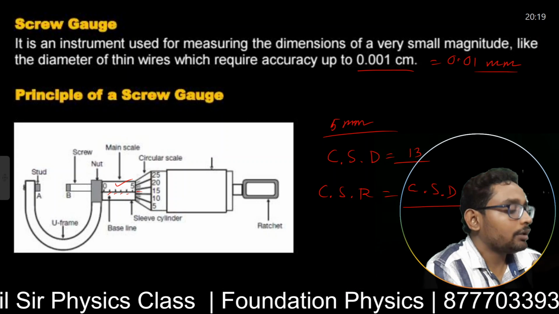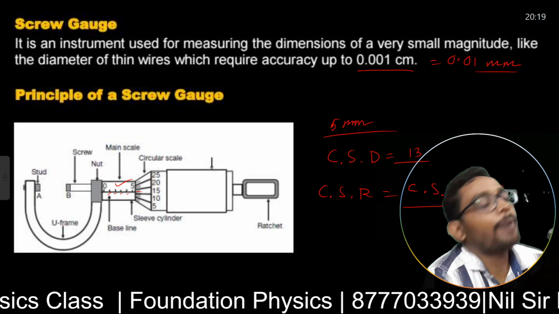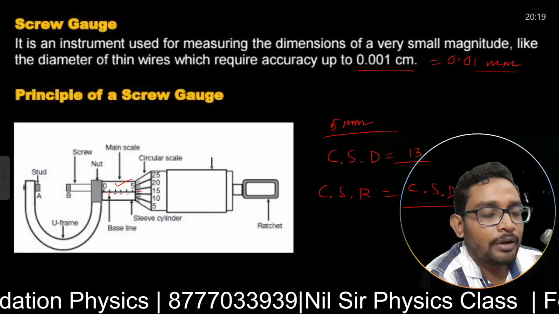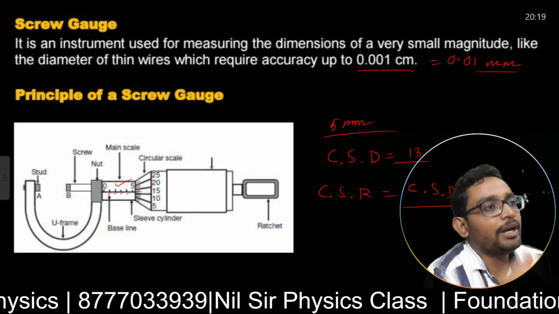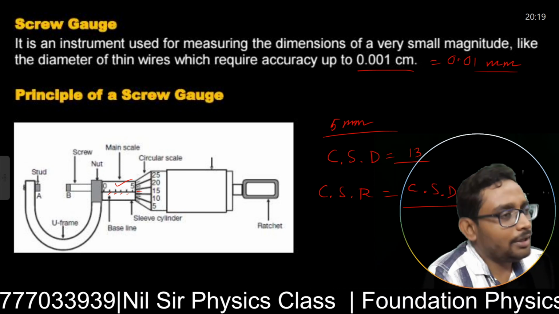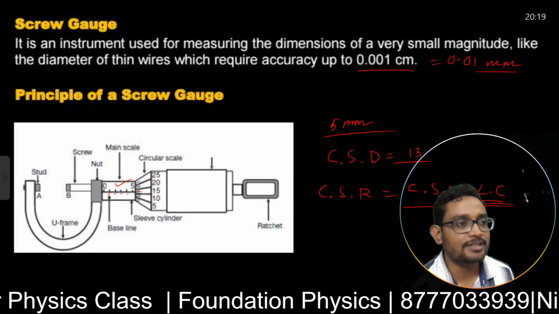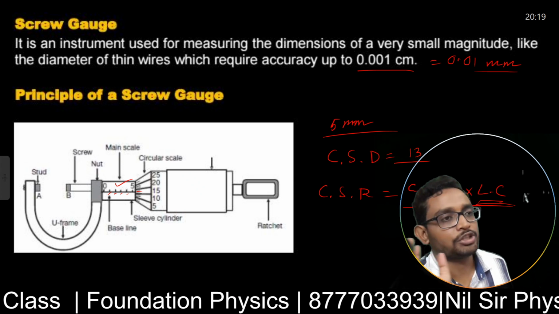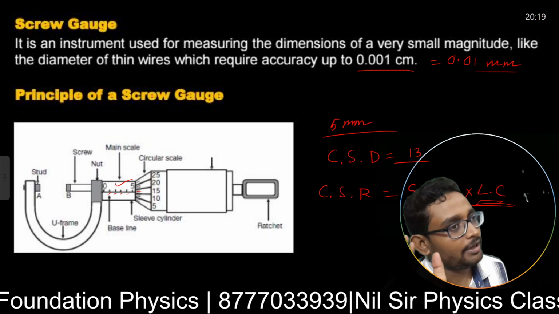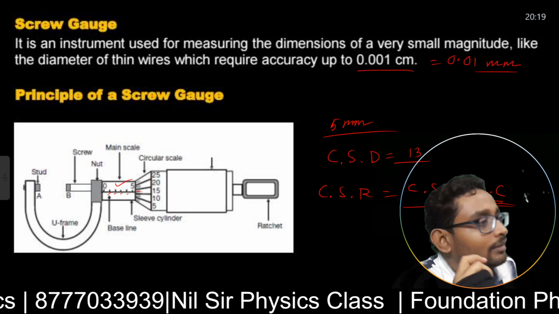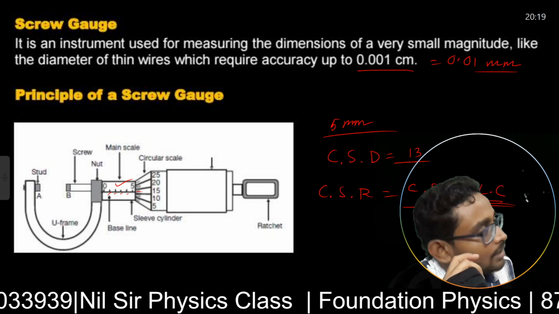Now if it is moving, for example, 0.5 millimeter, the main scale reading will be 0.5 millimeter. If it is moving a distance of 1 millimeter, then it will be 1 millimeter. So pitch is the distance traveled by the main scale for one complete rotation of the circular scale. Clear?